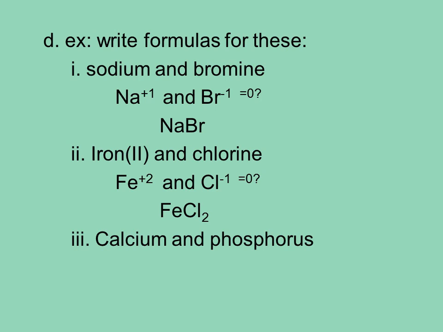How do I get the Ca+2 to be +6? I take it times 3. How do I get the P-3 to be -6? I take that times 2. So I write Ca3P2, because then my charges will equal 0.